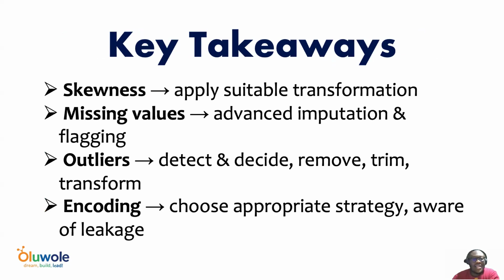All right, so these are our key takeaways for tonight. Skewness: always make sure you apply a suitable transformation. When you have missing values, use advanced imputation or flag them. Then outliers: you detect and decide whether you want to remove, trim, or transform. When it comes to encoding, choose an appropriate strategy and be aware of leakage. Be very careful that you don't have data leakage.